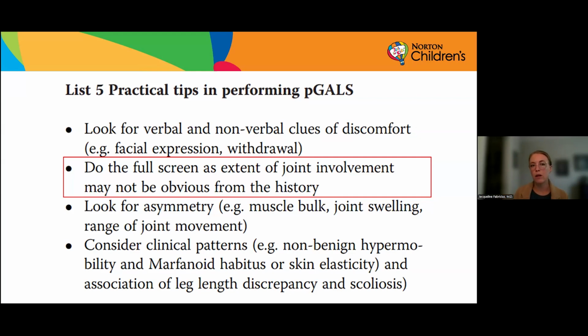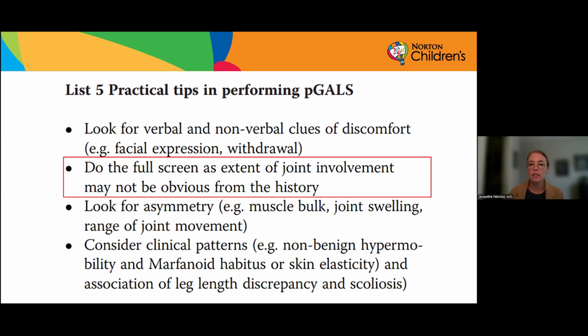In addition to the verbal and nonverbal clues of discomfort, you're also going to be looking for asymmetry on exam. So with that asymmetry, is there obvious joint swelling? Are there differences in muscle bulk, which could be indicative of a more chronic inflammatory process? Is there a difference in range of joint movement from side to side? And that can be subtle. So many kids have some hyperextension of their knees, right? And if they have inflammation in that knee, they may lose hyperextension on one side and maintain hyperextension on the other side. And that's actually a sign that there's limited range of motion there.